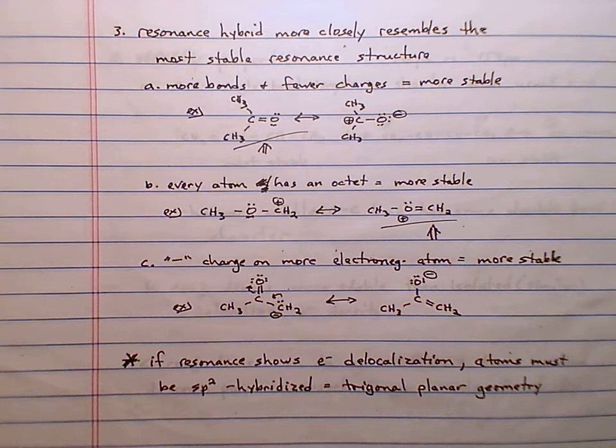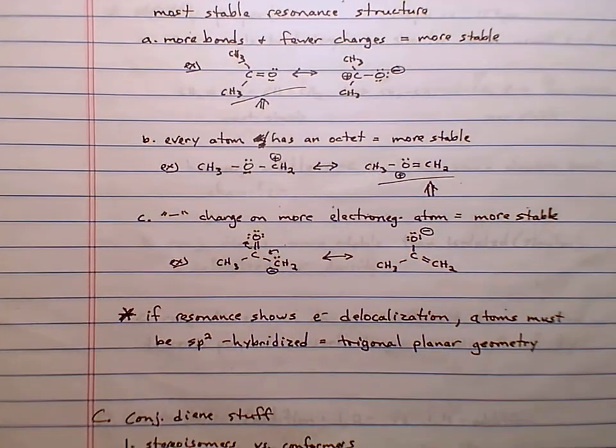All right. So, last thing, pretty important: if resonance shows electron delocalization, that means the atoms must be sp2 hybridized, and therefore they have trigonal planar geometry. All right, so that's enough for this video. We will continue on with the next one, looking at conjugated diene stuff.